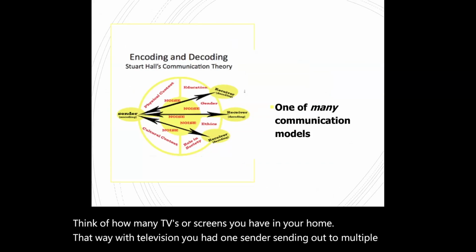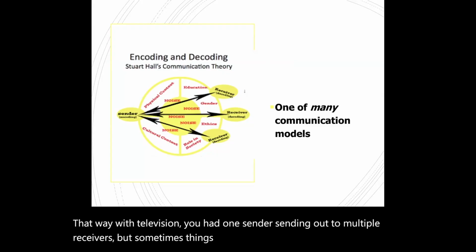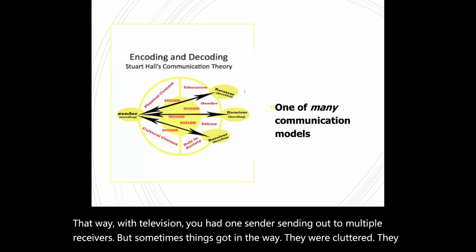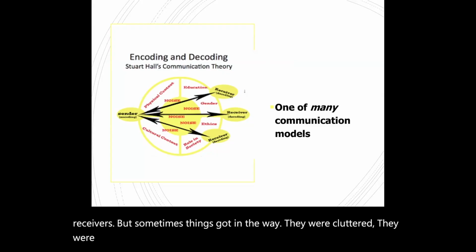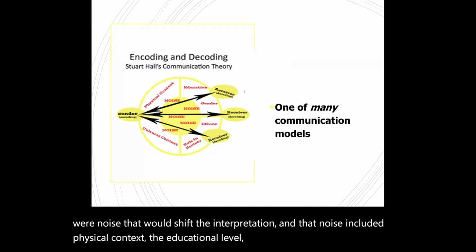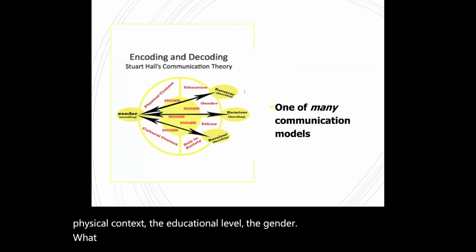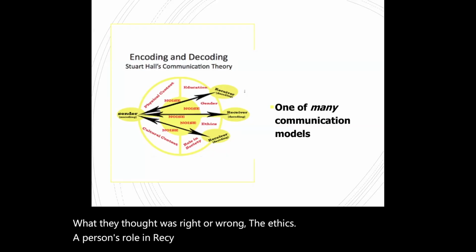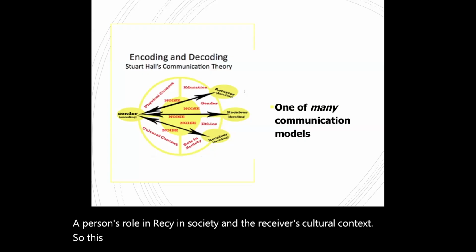But sometimes things got in the way. They were clutter, they were noise that would shift the interpretation. And that noise included physical context, the educational level, the gender, what they thought was right or wrong, the ethics, a person's role in society, and the receiver's cultural context. So this is another communication model. Researchers have created so many different models depending on the situation.